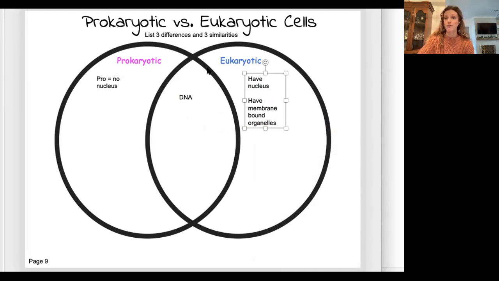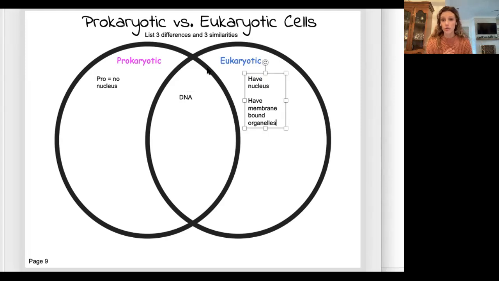Okay, so go ahead and fill out the rest of page 9. So what else could you talk about prokaryotic cells? They're smaller than eukaryote. So prokaryotic are a little smaller, eukaryote are a little larger. So if pro means no for no nucleus, that means that they're also not going to have membrane bound organelles. So that means they're super simple, right? So prokaryotic are simple, eukaryotic are complex.